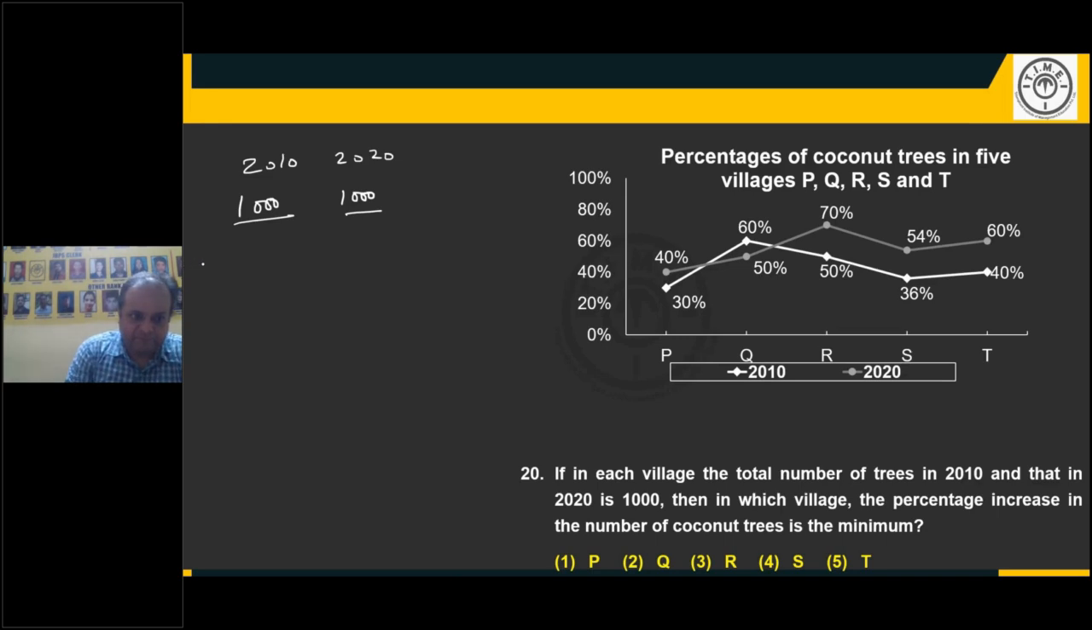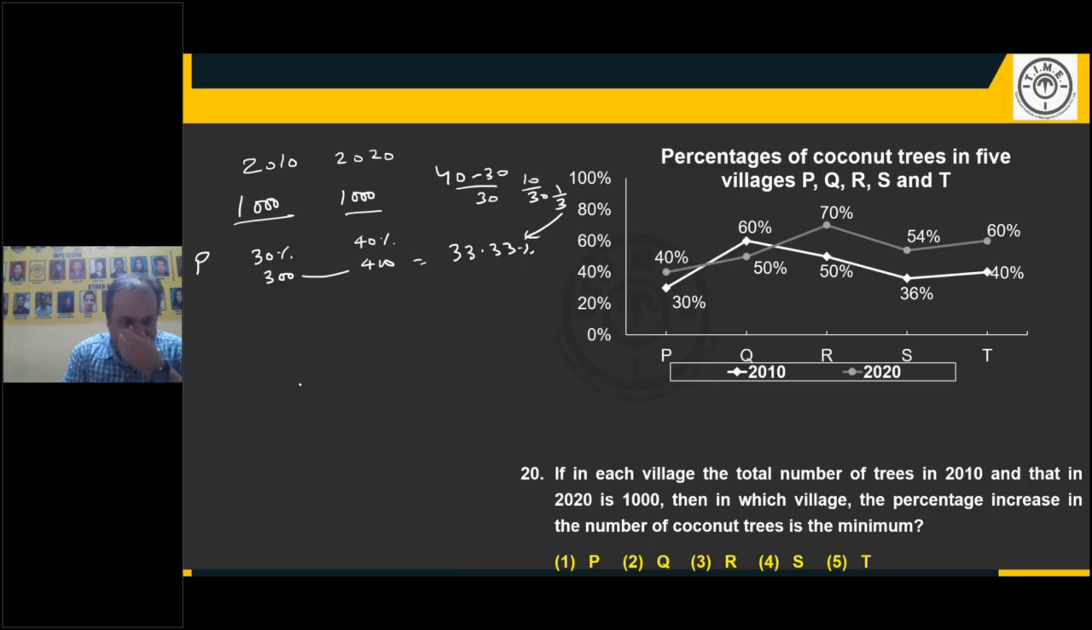So if you look at P, what is happening with P? P in 2010 is 30%. So this becomes 300. Right, and it is becoming 40%, so this becomes 400. So we can clearly say the percentage increase is 30 to 40, which is 33.33%. How? 40 minus 30 upon 30, which means 10 upon 30, which is 1 by 3, and 1 by 3 is 33.33. If you look at Q, it is actually decreasing from 60%, it is becoming 50%. So we will not consider this because we have to see percentage increase.